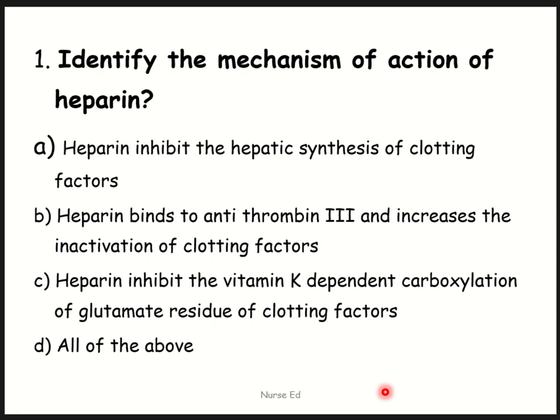The first question: identify the mechanism of action of heparin. Options are: A, heparin inhibits the hepatic synthesis of clotting factors. B, heparin binds to antithrombin 3 and increases the inactivation of clotting factors. C, heparin inhibits the vitamin K dependent carboxylation of glutamate residue of clotting factors. D, all of the above. So guess what? Option B, that is the action of heparin. Heparin binds to antithrombin 3 and increases the inactivation of clotting factors.